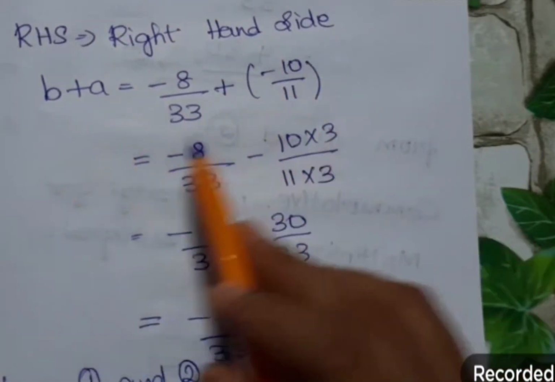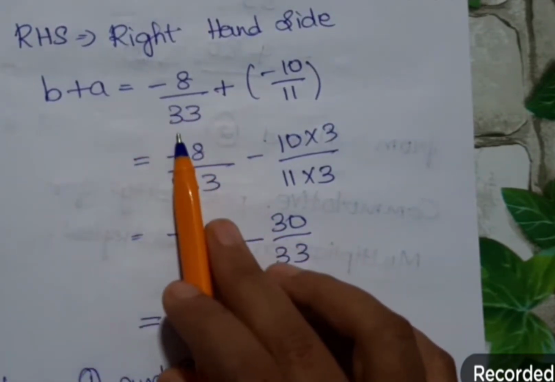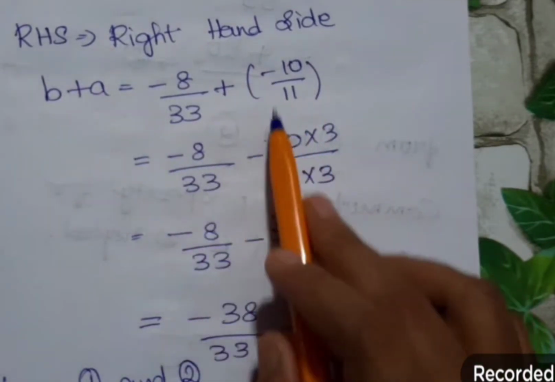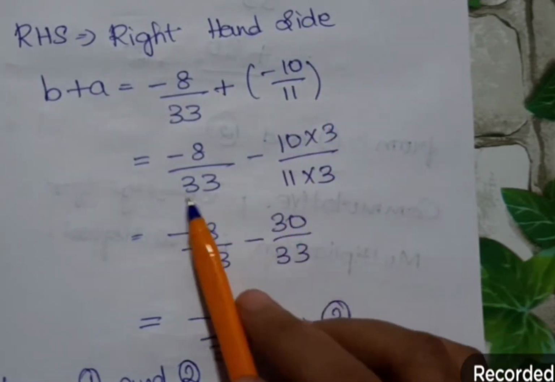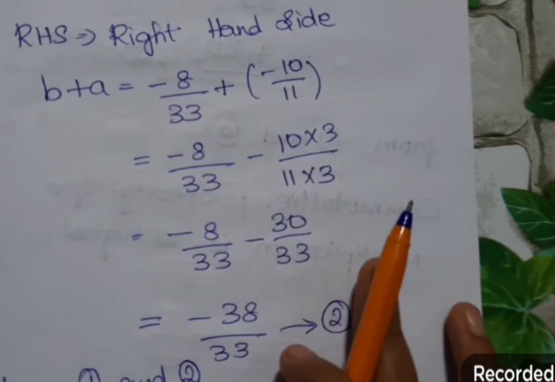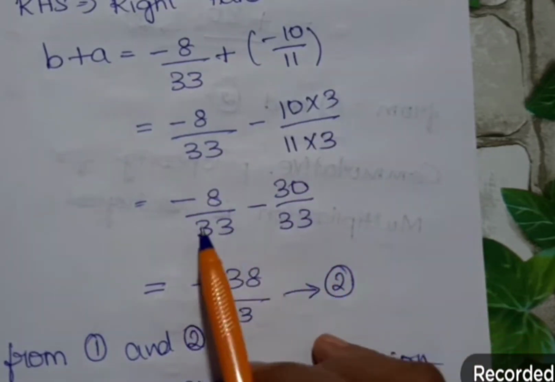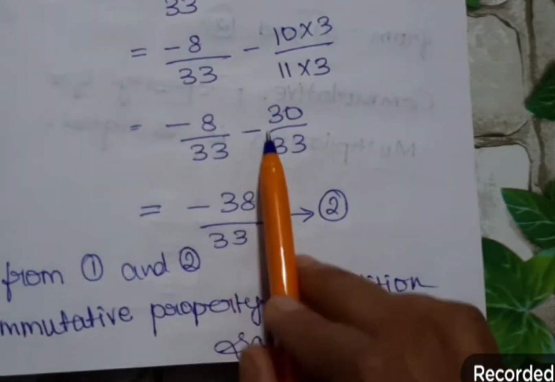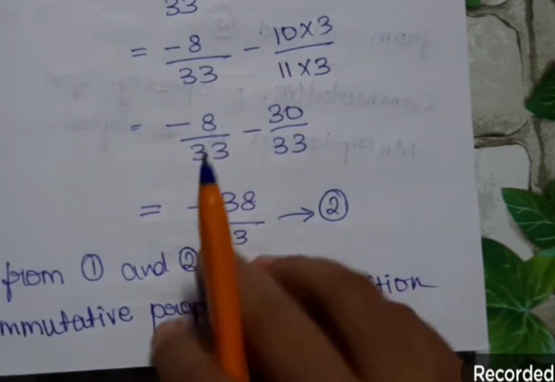Right hand side value is b plus a. So b value substituted: minus 8 by 33 plus, center sign, a value minus 10 by 11. So minus 8 by 33 plus into minus becomes minus, then 10 by 11, and change the denominator to the same. For that you have to multiply 3 into 3 in the 11. So you will get 33, because the same denominator you will get, or take LCM, both methods are the same. So minus 8 by 33 minus 30 by 33, both minus values, so you have to add 30 plus 8, 38. So the minus sign you can write as it is: minus 38 by 33. This is the right hand side value.